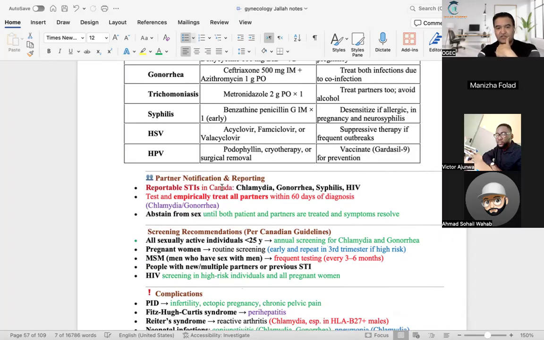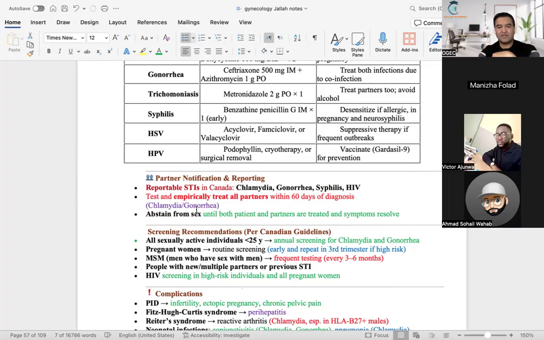So partner notification and reporting. Reportable sexually transmitted infections in Canada: chlamydia, gonorrhea, syphilis, HIV, and trichomonas vaginalis. These are reportable and you have to report them to public health. Okay, so if you have these sexually transmitted infections, report. Test and empirically treat all partners within 60 days of the diagnosis. For all sexually transmitted infections, you have to empirically treat the partners within 60 days of the diagnosis.